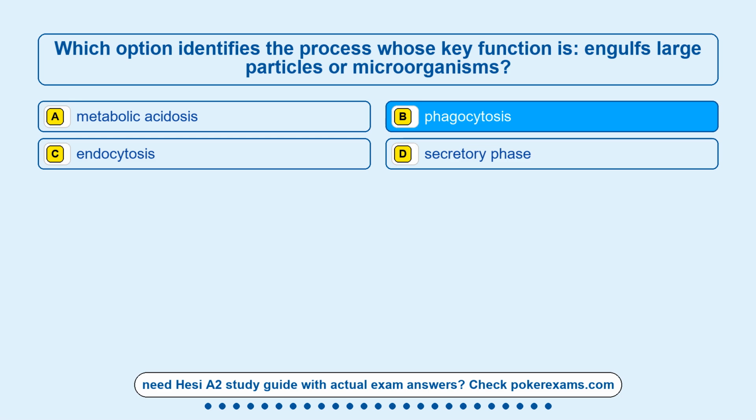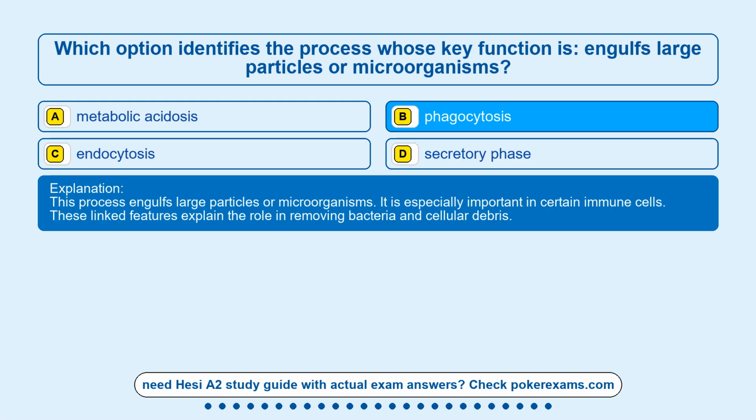The correct answer is option B, phagocytosis. This process engulfs large particles or microorganisms. It is especially important in certain immune cells. These linked features explain the role in removing bacteria and cellular debris.